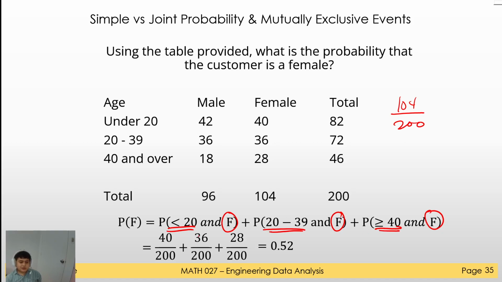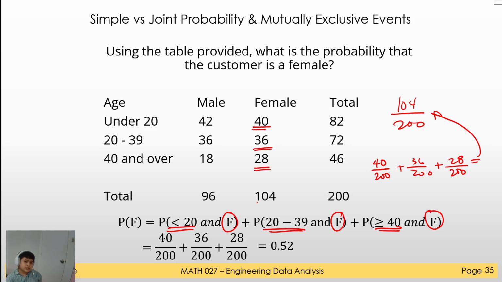So, as we can see, we can also write this down as 40 over 200, which is this, and then 36 over 200, which is this, and then 28 over 200. Right? So that we have a probability of 0.52, which in other words is still the same as this.